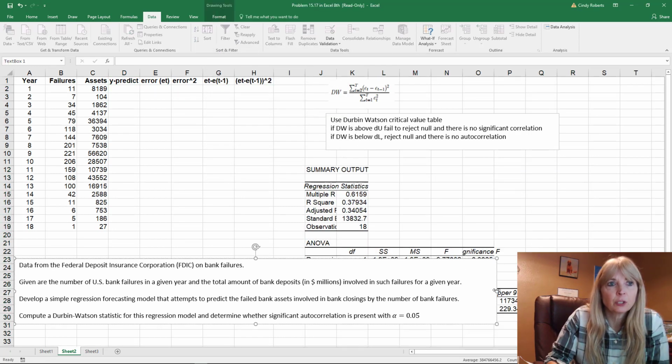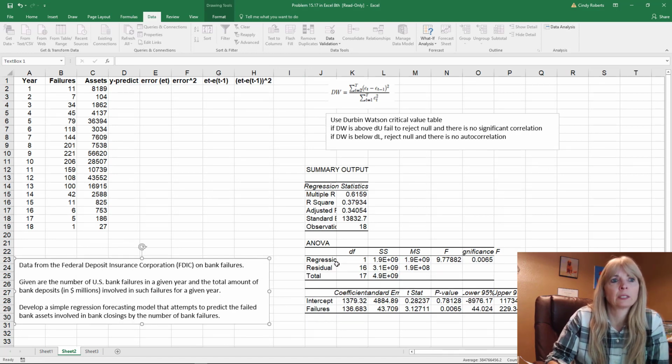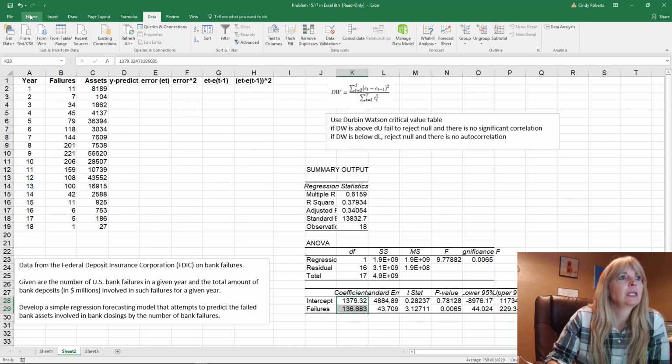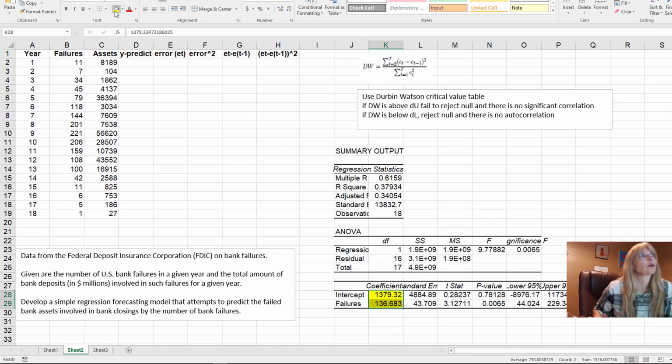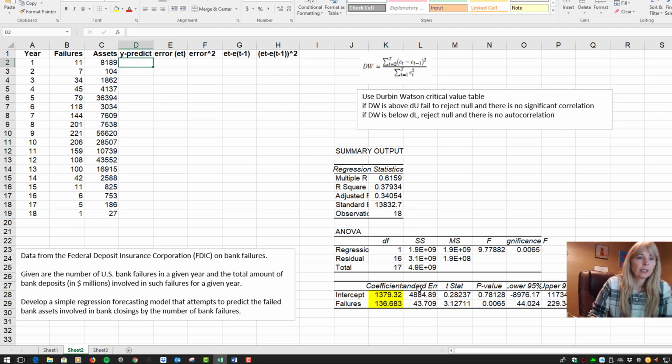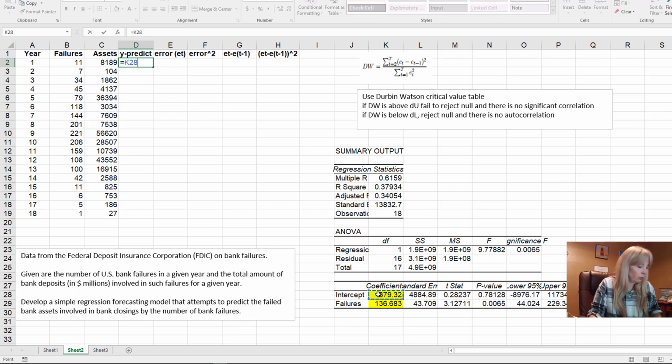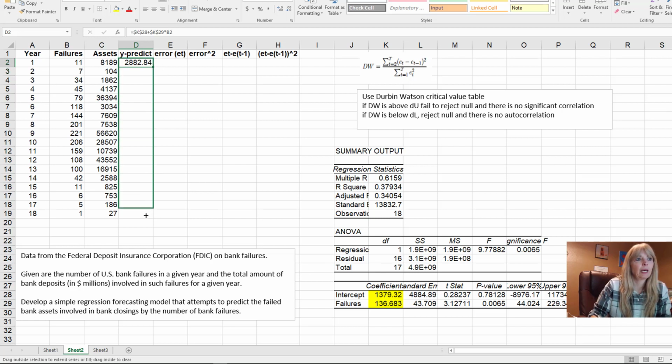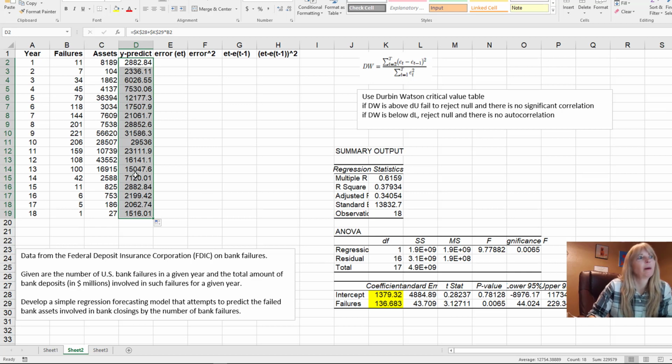So there it is. Let's put you out of the way because I already told you what this data is about. Now I can see these actual values, which are the values I use for my prediction equation. So I take my intercept, with absolute reference, plus my slope, with absolute reference, times my independent variable, my failures. This is going to predict the assets. I hit enter, and I copy that straight down, so I get all my values.